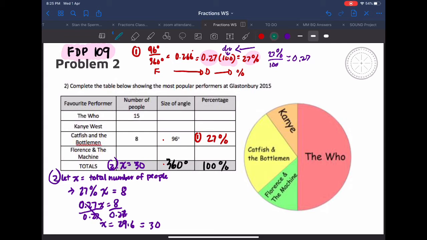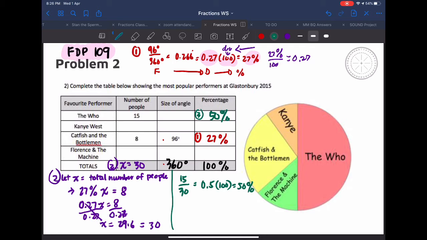And let's do step 3. Let's calculate the percentage. How do we do that? We know 15 people chose the Who, and we know the total is 30. So 15 divided by 30 is 0.5. And how do you make it into a percentage? Multiply by 100 equals 50%. So we know the percentage is 50%.